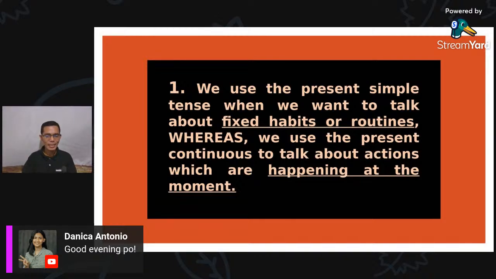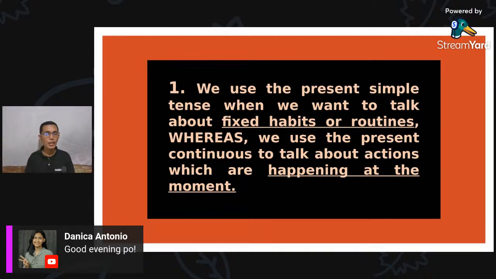I hope you are excited sa atin pong lesson because I know marami po talaga yung students ang nako-confuse on how to use the present simple tense and present continuous tenses. Kasi mostly ang ginagamit ay present simple and then present continuous.